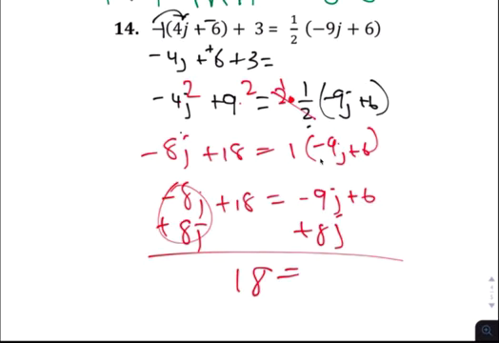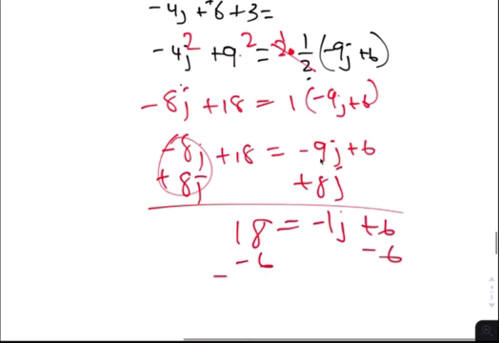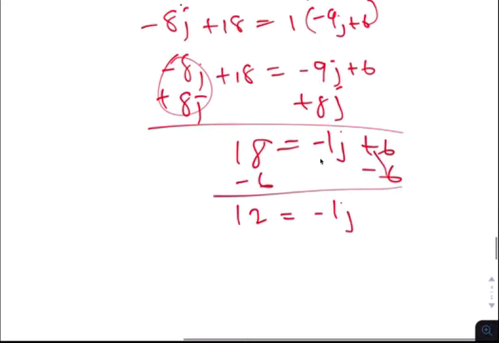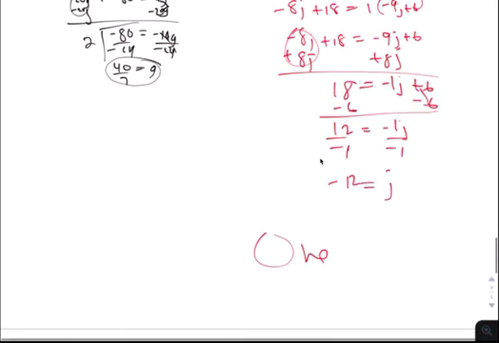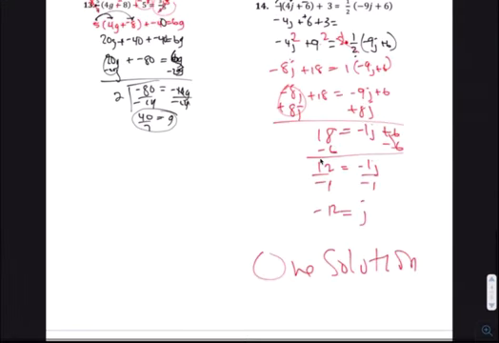Okay. Minus 6. 12 equals negative 1j. Divide by negative 1. J is negative 12. One solution. Okay, hope this helps.